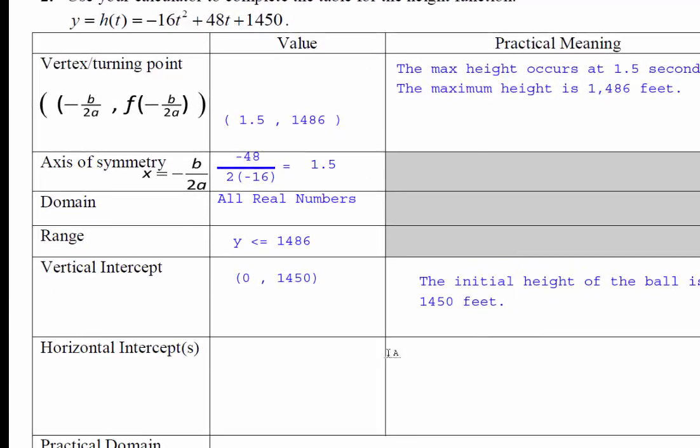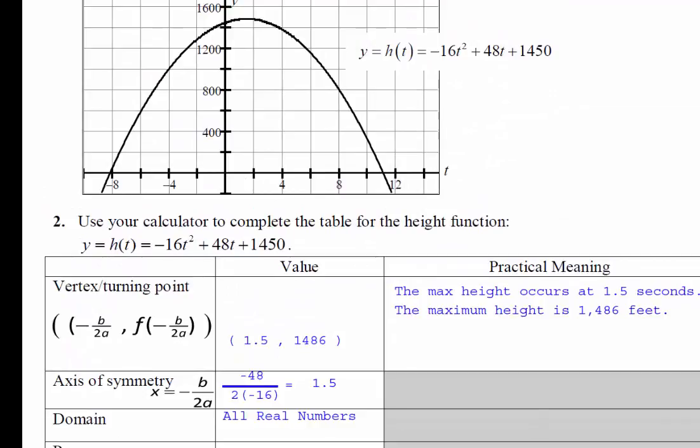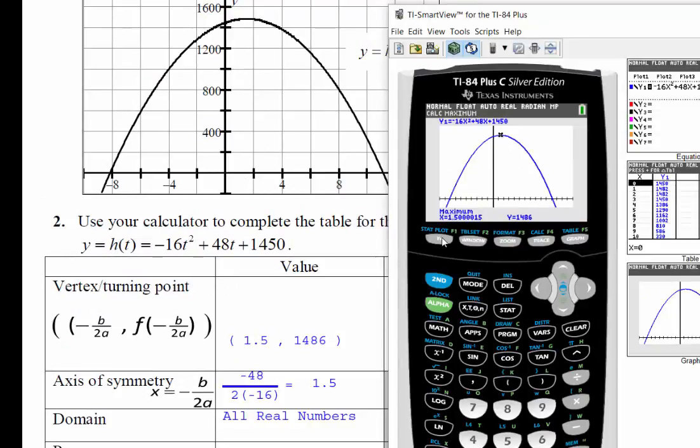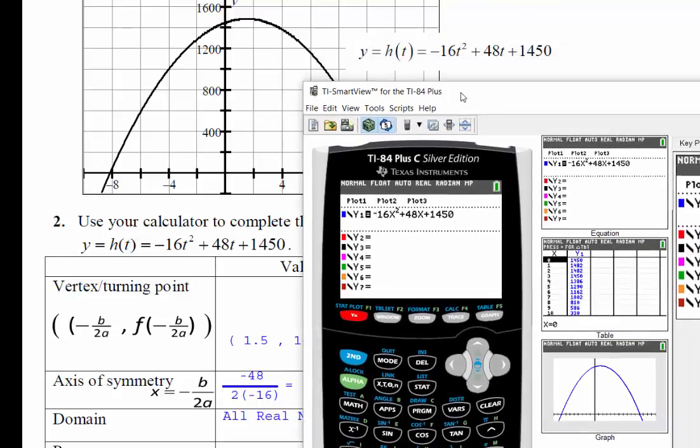So the question is, how do we find the horizontal intercepts? There are 2 ways to find the horizontal intercepts. The easiest way, I think, would be if we graph the actual parabola, right? Again, we had this negative 16t squared plus 48t plus 1,450. We want to see when that crosses y equals 0, right?